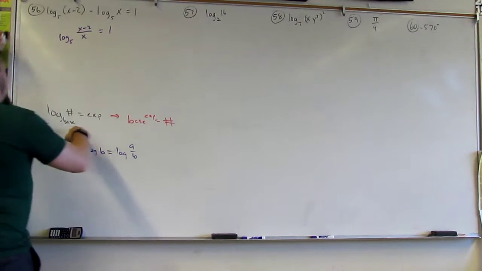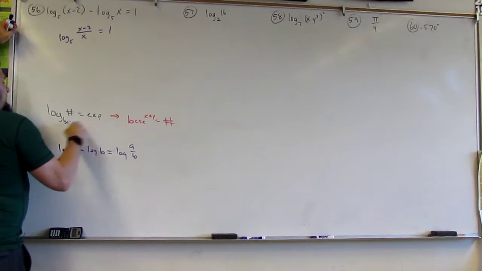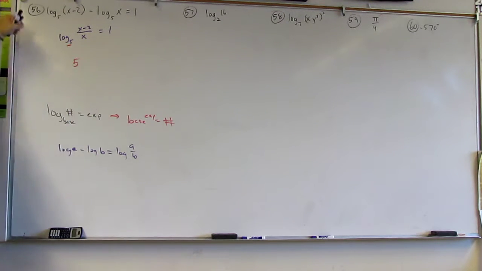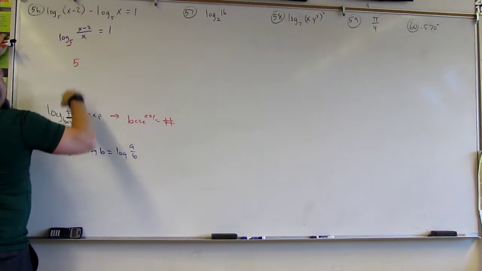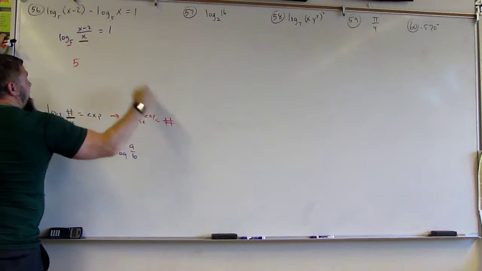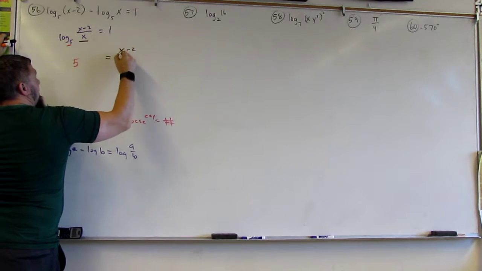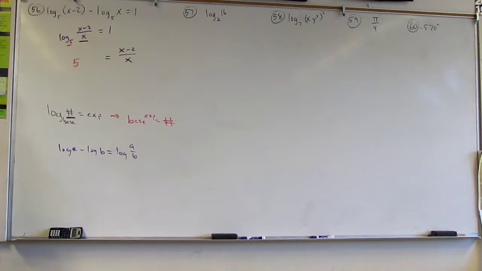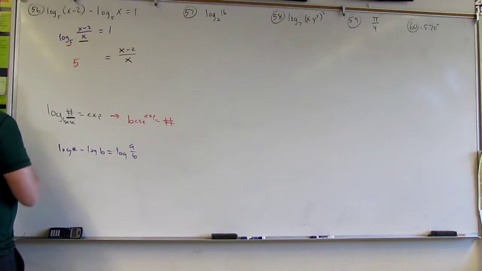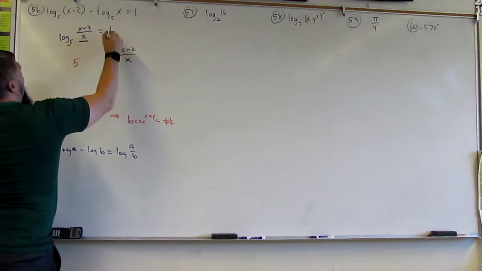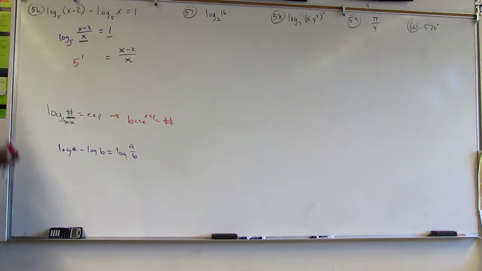Alright, so I'm going to take this base, put it right there. I'm going to take this number, and put it out there. And I'm going to take the exponent, and put it right there. So 5 to the first power, which just means 5, is equal to this. And now it's algebra.